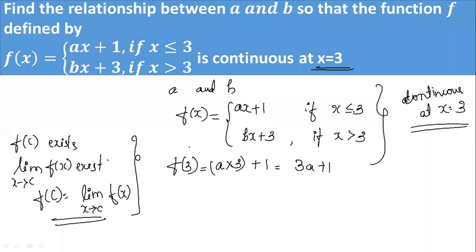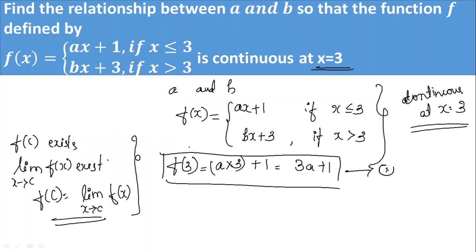We must use the first definition because when x is less than or equal to 3, f of x is ax plus 1. If x is less than 3 or equal to 3, the value of the function is ax plus 1. So f of 3 is 3a plus 1. But did you get the relationship between a and b just by this? No. So keep it as it is.